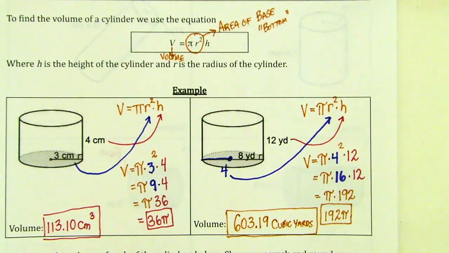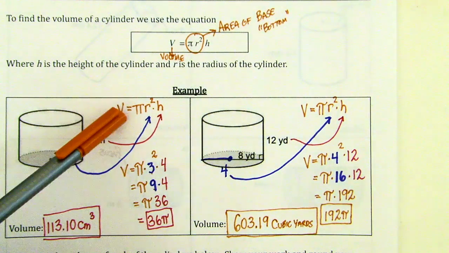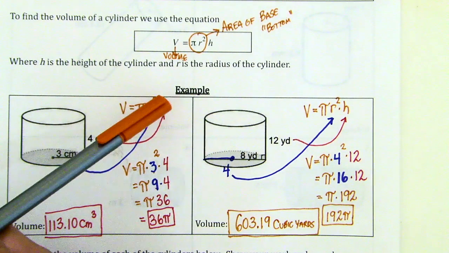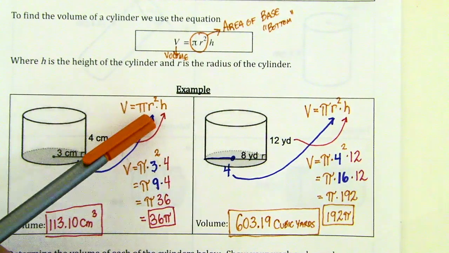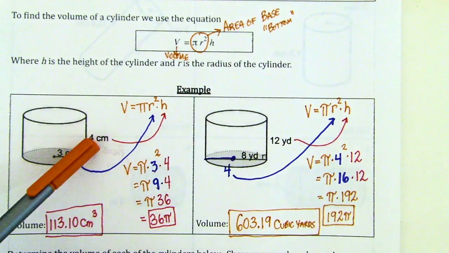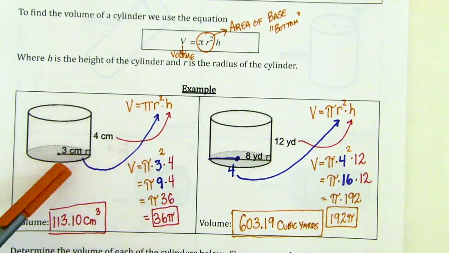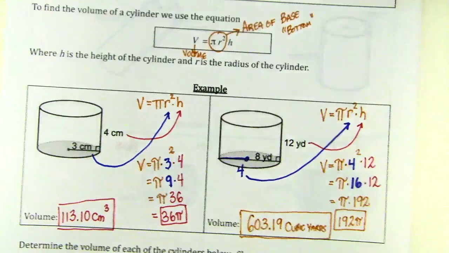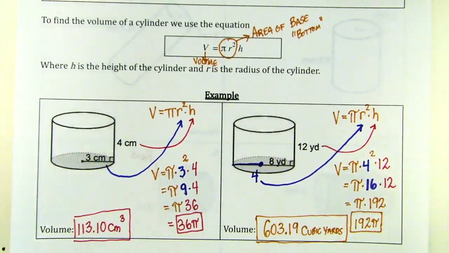So again, when you're doing these questions, make sure you're always starting off with your equation for volume, V equals pi times the radius squared times h. You're replacing the r with the radius, and you need to be careful with some of these examples. Some of them give you the radius, some of them give you the diameter. So just make sure that you're careful when you're looking for those there.